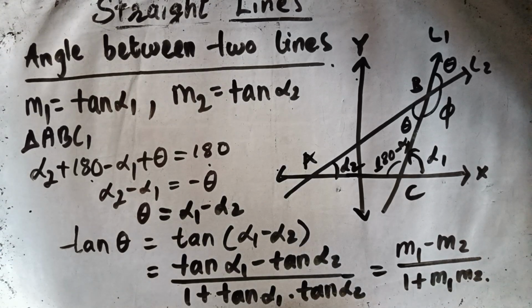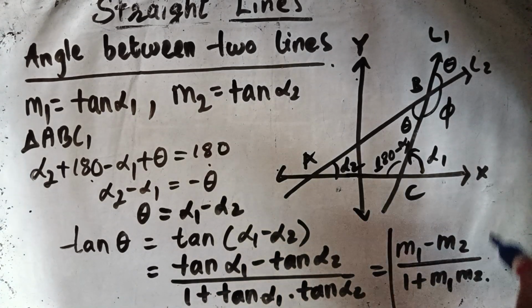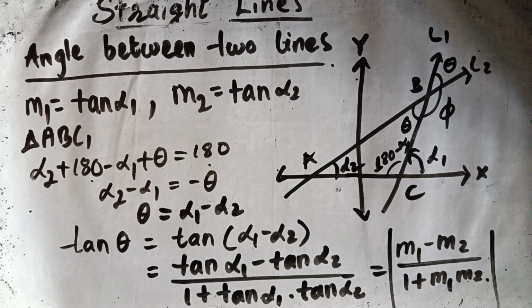If the answer is negative, then tan theta will be negative and tan phi will be positive. That is, theta will be obtuse and phi will be acute. So that's why we take this as mod of m1 minus m2 upon 1 plus m1 m2. Okay, so take one example.